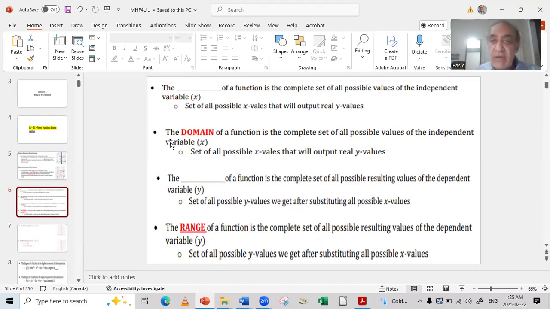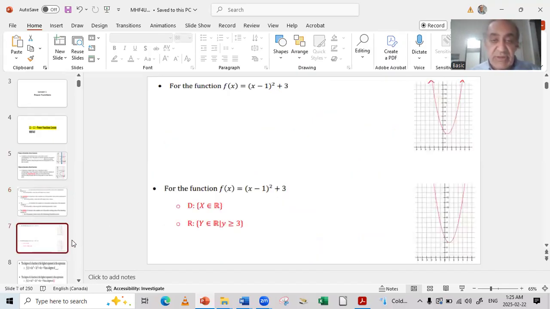I also want to remind you that the domain is for x and the range is for y. When we talk about x, it's the domain, and the range is y. This is the second point I just want you to know, guys. As an example, this function is f(x) equals (x minus 1) whole squared plus 3.